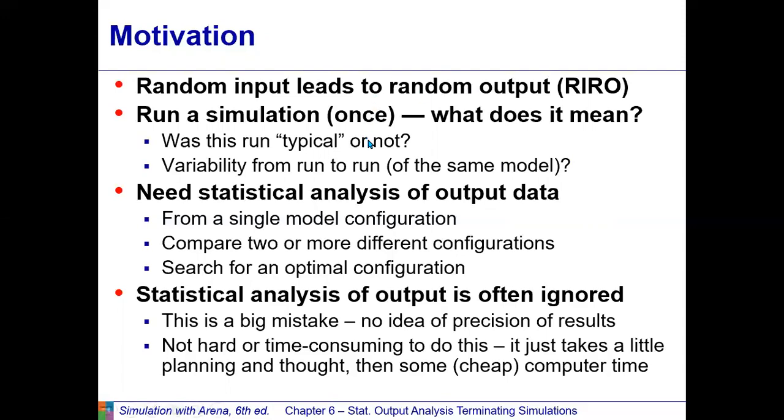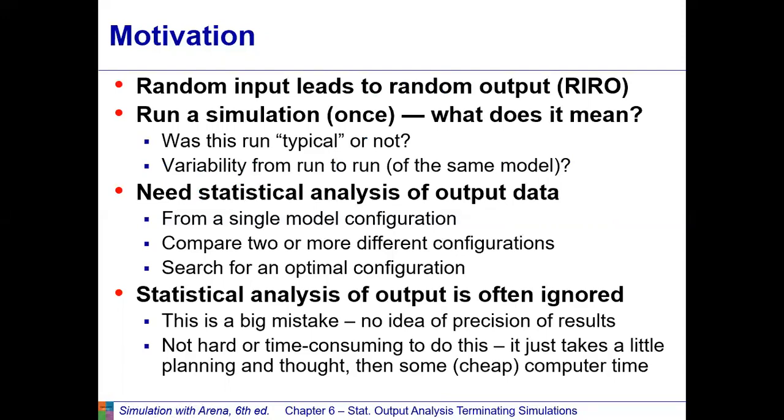And why do we need this? Because there are also variabilities between run to run, between simulations. So across replications, there is variability. Within a replication, there is variability. So it all adds up. That's why we need statistical analysis of our output data or output results.